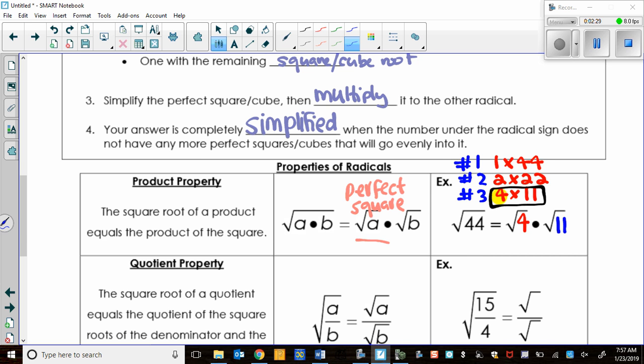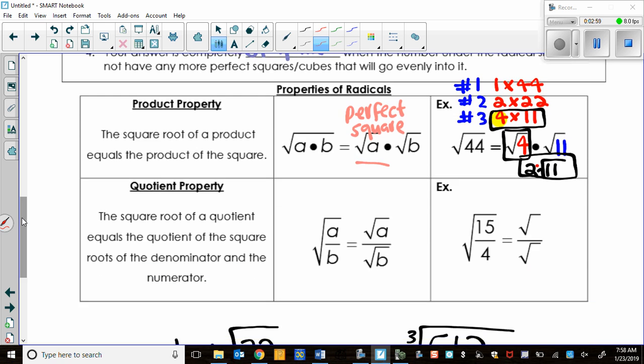And then you're going to simplify. So I'm going to simplify this radical right here, which is the square root of 4 is 2. And then bring over the square root of 11. And this will be my final answer if I were to simplify: 2 times the square root of 11. I know that you don't see a times there, but basically there's an imaginary multiplication symbol in between those two symbols.